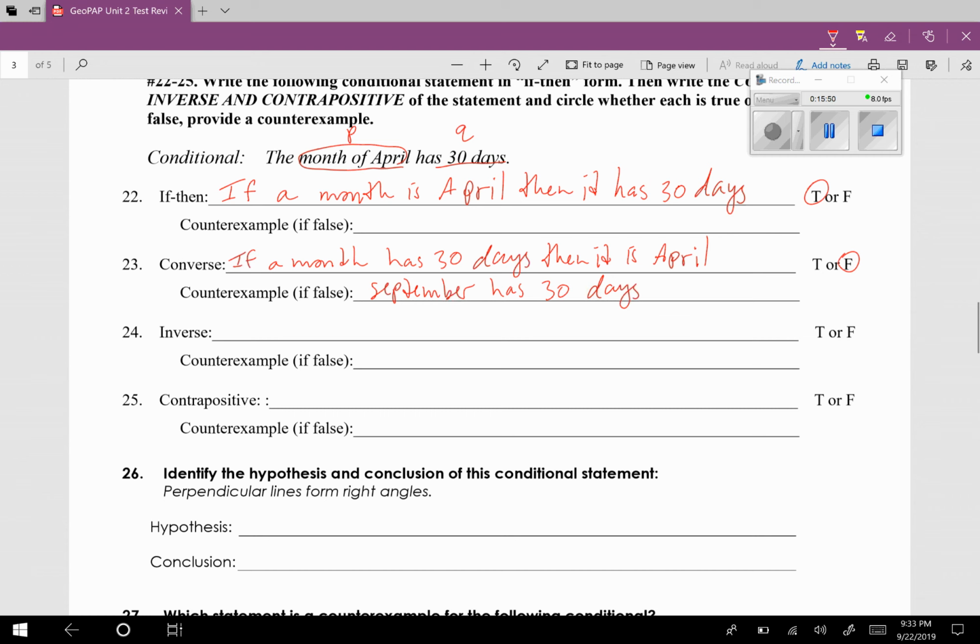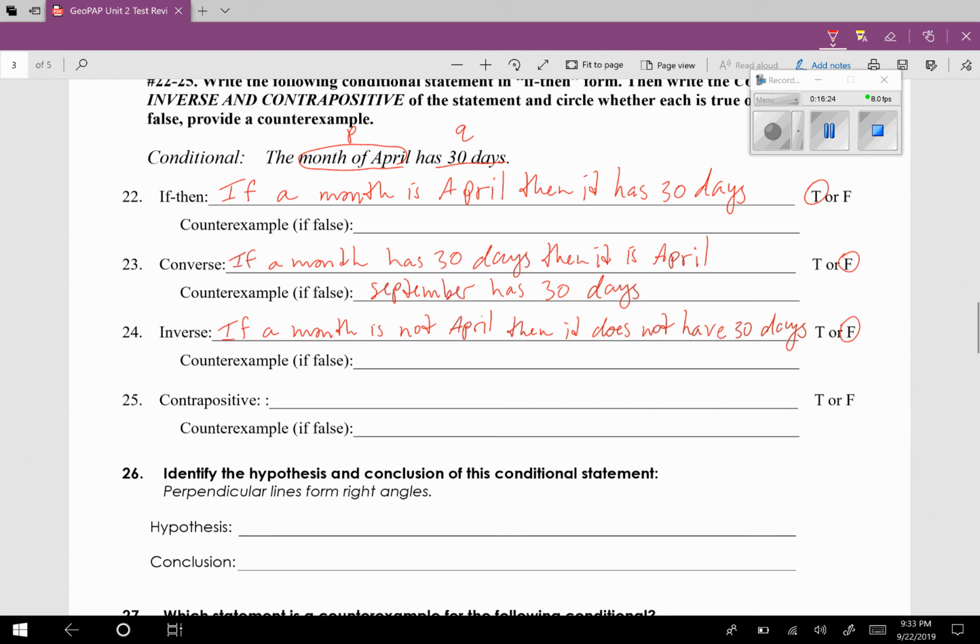Okay, inverse. This is negating your hypothesis and your conclusion. So if a month is not April, then it does not have 30 days. And again, that's false because they're saying if a month isn't April, then it's not going to have 30 days.